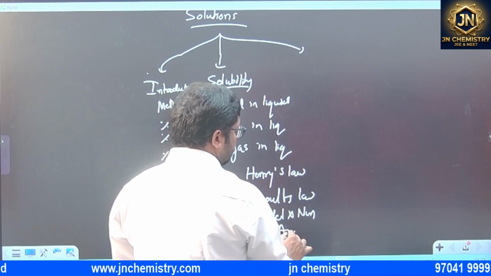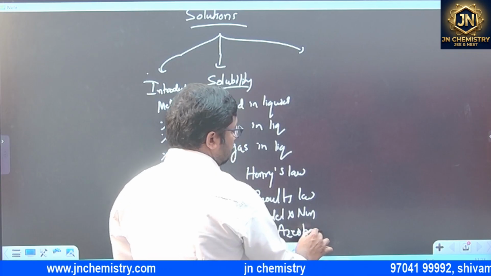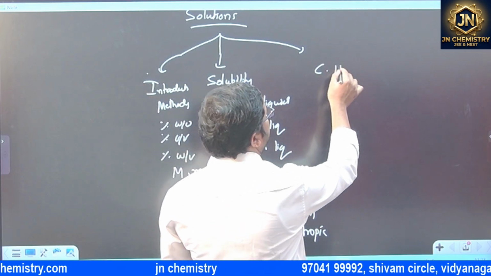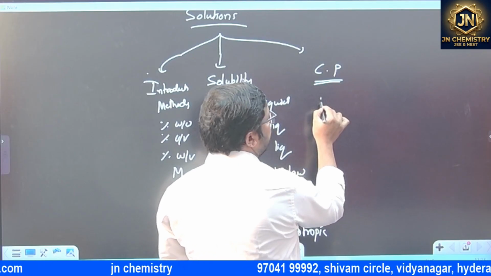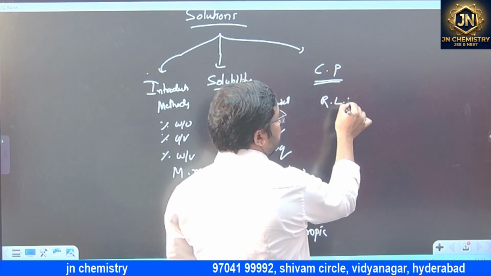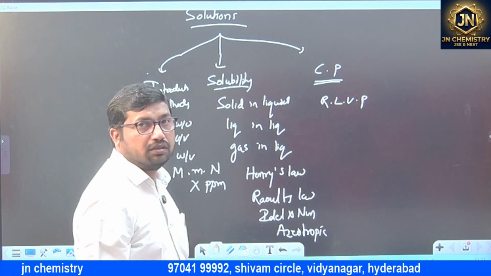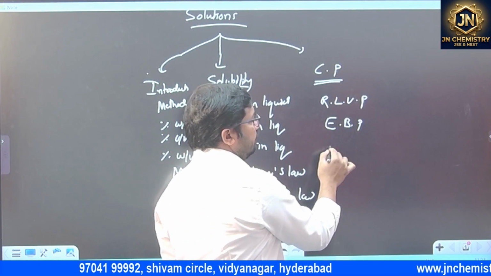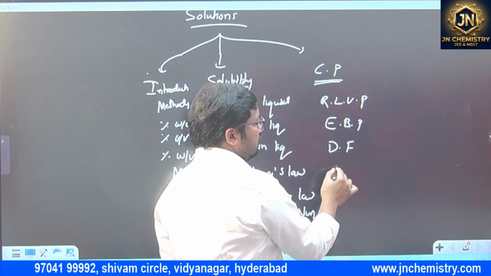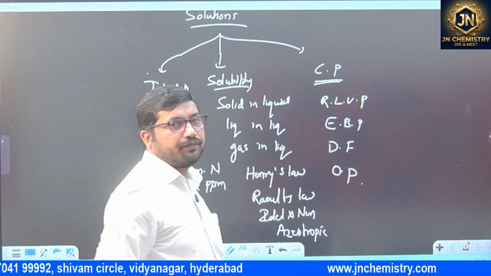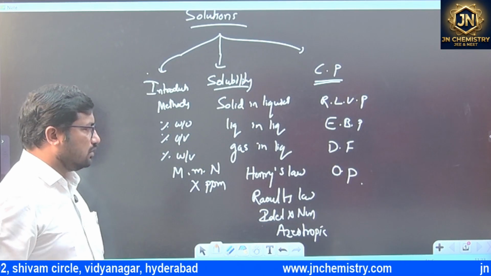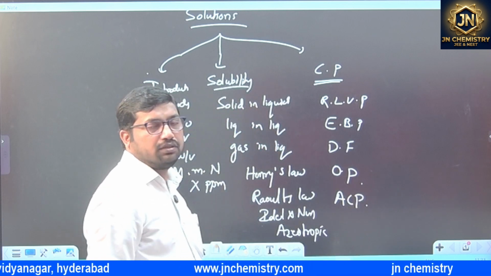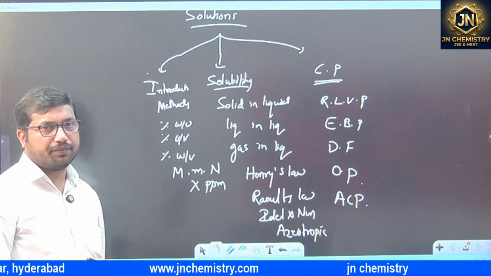azeotropic mixtures, and the third part we'll discuss colligative properties. In the colligative properties: relative lowering of vapor pressure, then elevation in boiling point, depression in freezing point, osmotic pressure. So these, and ACP means what? Abnormal colligative properties.